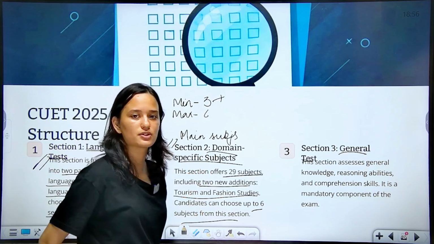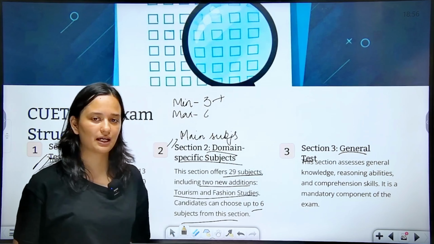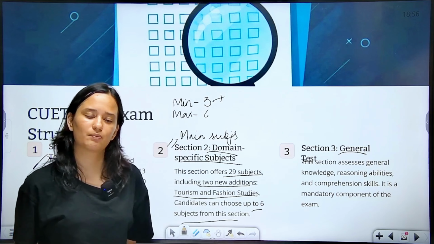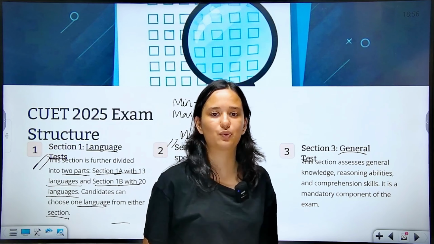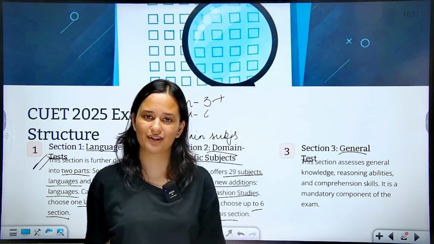For my part, I chose political science, psychology, and history. And you can take up any 3 subjects, minimum 3, maximum 6, that you feel comfortable in. And most importantly, subjects that you have studied in your class 11th and 12th, so that you know the basic structure, the foundation of that subject.